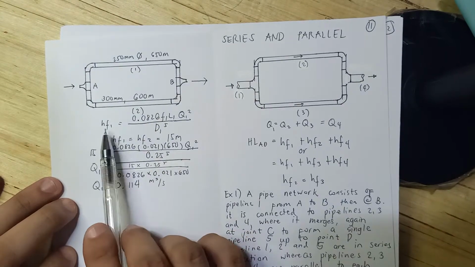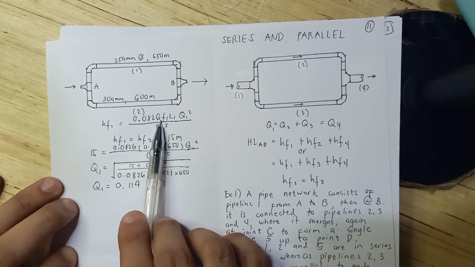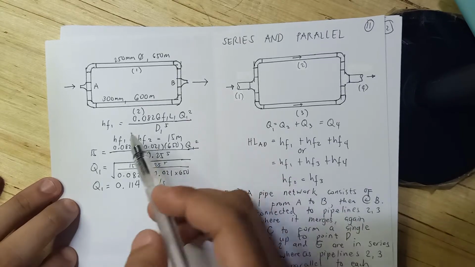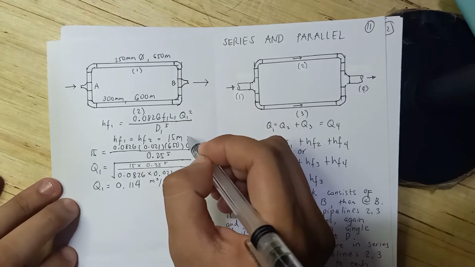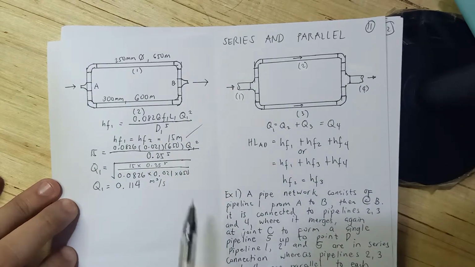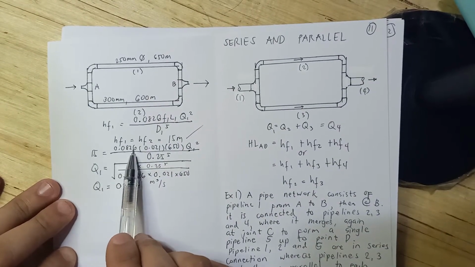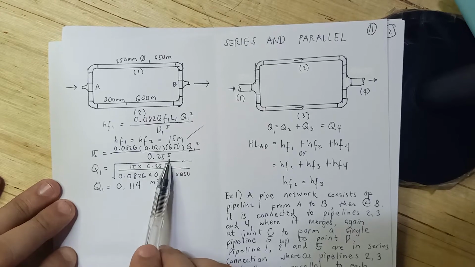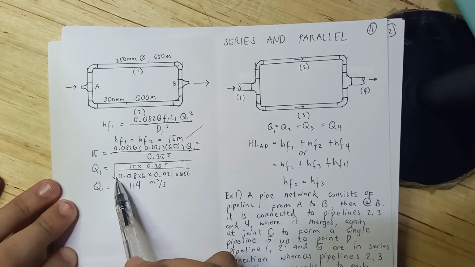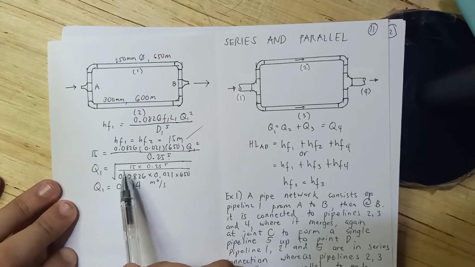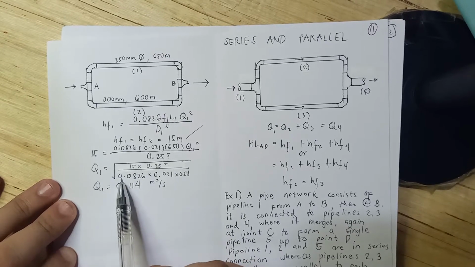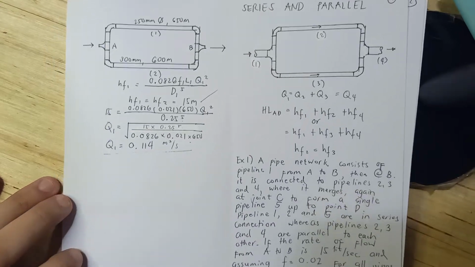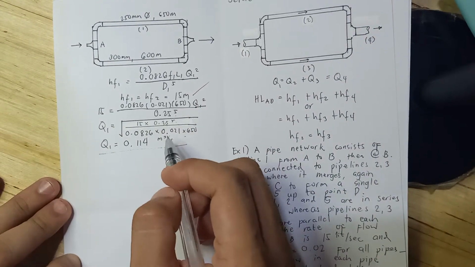So I have solved this. As you can see, HF1 equals 0.0826 F1 L1 Q sub 1 squared over D1 to the power 5, wherein our head loss, always remember, equals 15 meters. So 15 equals 0.0826 times 0.021 times 650 times Q sub 1 squared over 0.25 to the power 5. So doing the math here, Q sub 1 equals the square root of 15 times 0.25 to the power 5 all over 0.0826 times 0.021 times 650. So this Q1 is 0.114 cubic meter per second.